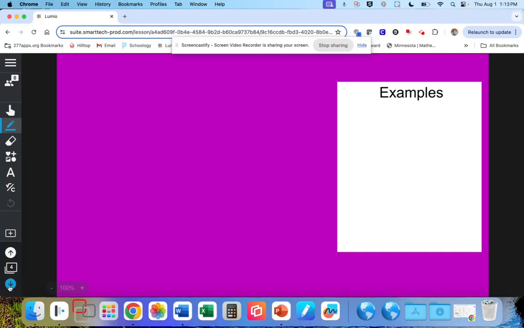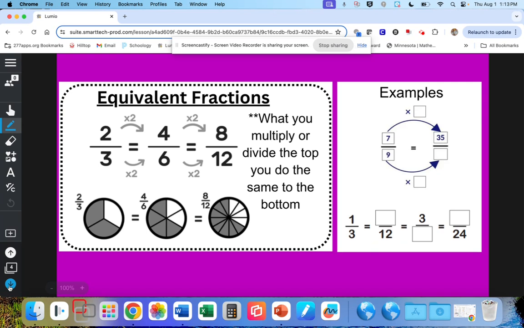Moving on to our next topic. It is talking about equivalent fractions. Now, we talked about this a little bit in the last unit, but let's really dive deep into it. Remember, the top number is your numerator, and that is your part. The bottom number is the denominator, and that is the whole amount of your object, how many pieces it's broken into.